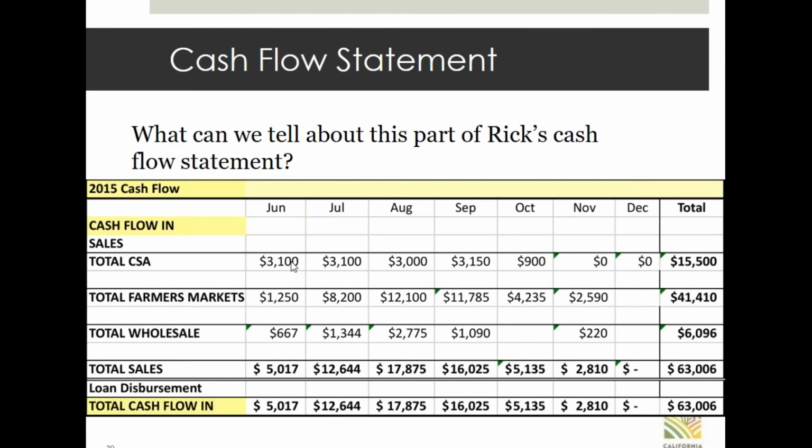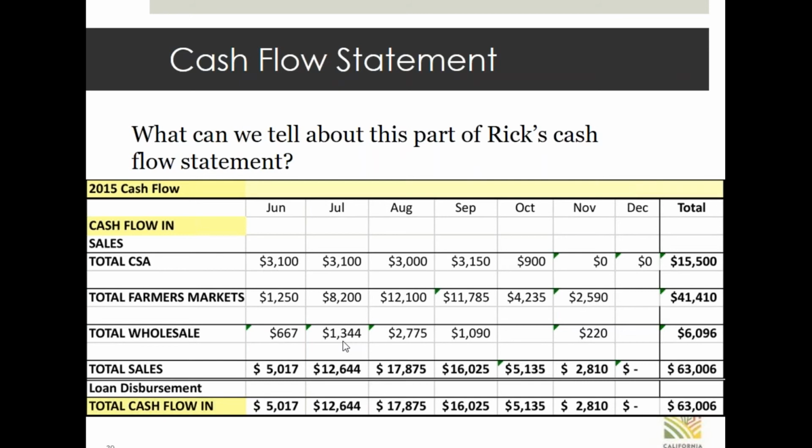You also notice that he has money coming in every month for a CSA. That suggests to me that he has a month-to-month subscription for a CSA, and he doesn't require that everybody pay everything up front for the season. And so he's following a month-by-month type pattern. Also, we notice he has no loan disbursements during this period. We also notice that he doesn't have any off-farm jobs.